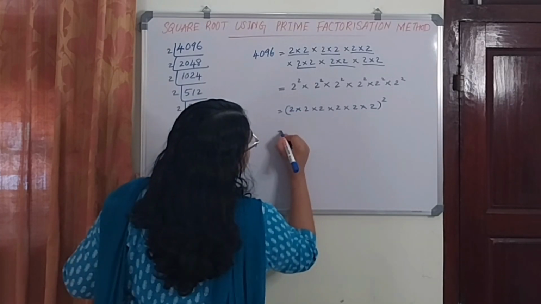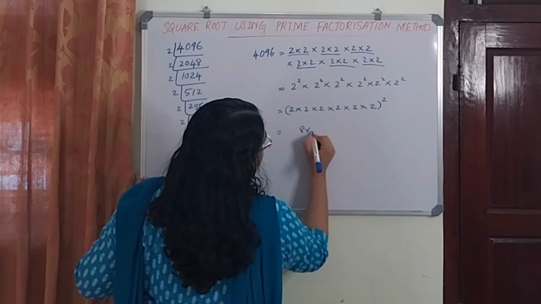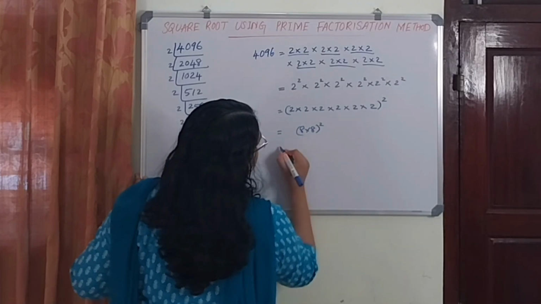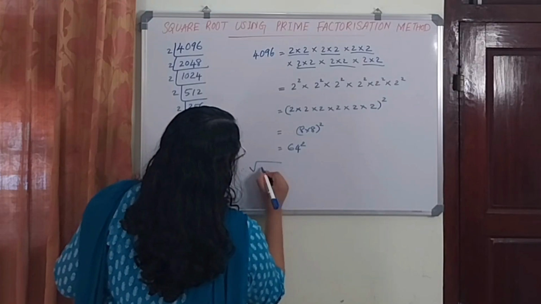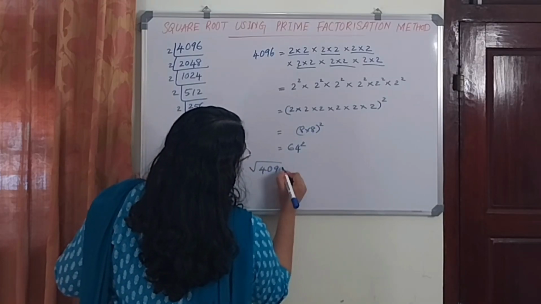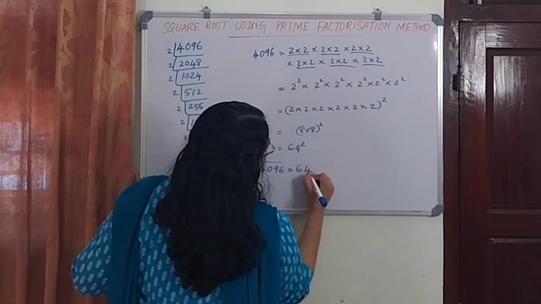We get 8 into 8 whole square, which equals 64 square. Therefore, root of 4096 is 64.